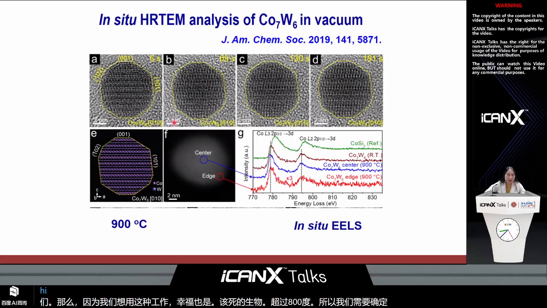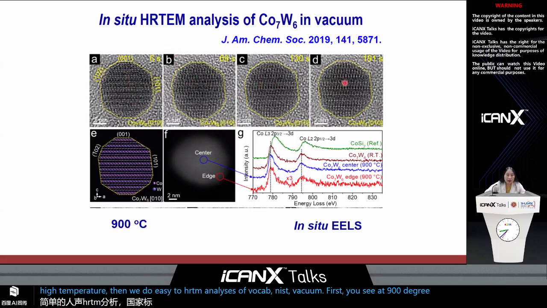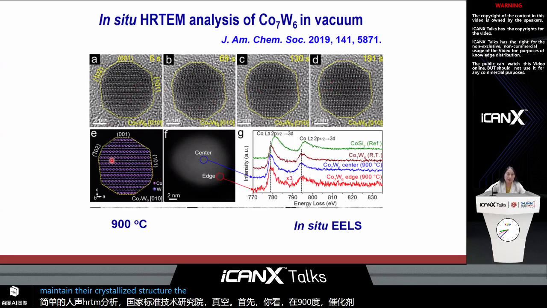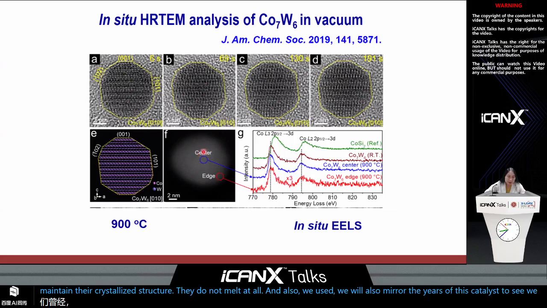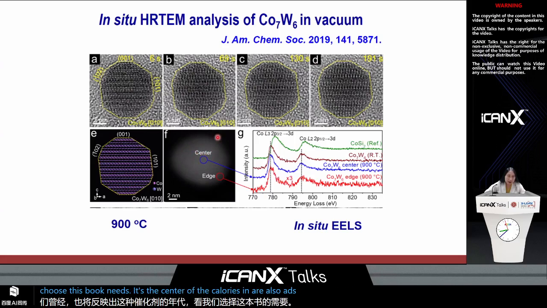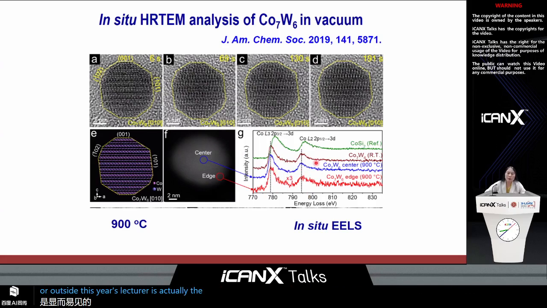Then we do in situ HRTEM analysis of the catalyst in vacuum first. You see, at 900 degrees, the catalyst can fully maintain its crystallized structure. They do not melt at all. And we also measure the yields of this catalyst. See, we choose a spot at the center of the catalyst and also at the margin, the surface part of the catalyst. It's obvious that inside or outside, these yield spectra are exactly the same, identical. And they are also very different from this cobalt silicon.